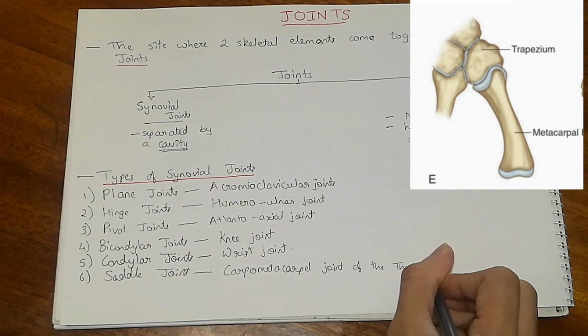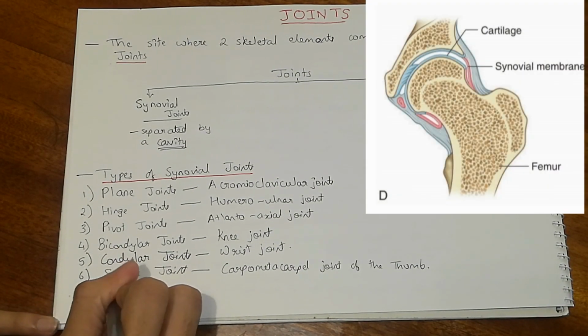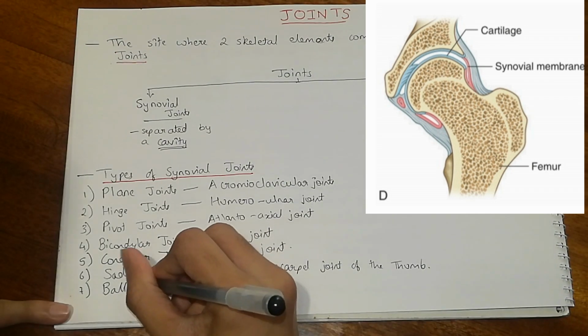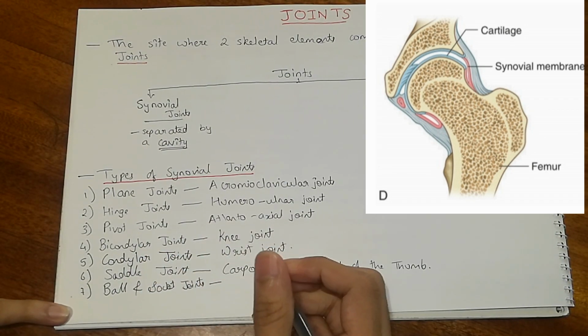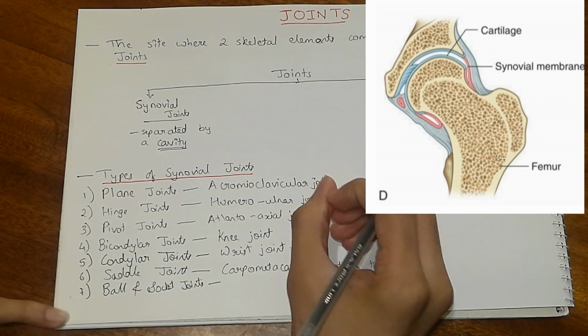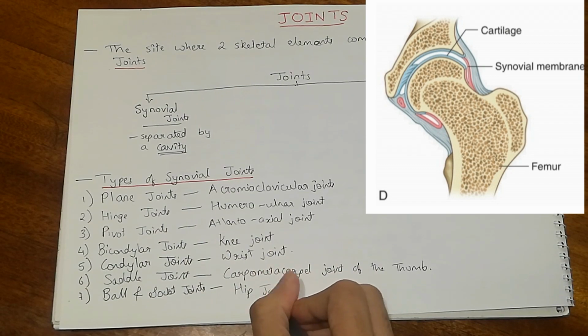And the seventh and the last one is ball and socket joint. Now, in a ball and socket joint, one bone fits into a cup-like depression of another bone. And the example is the hip joint.